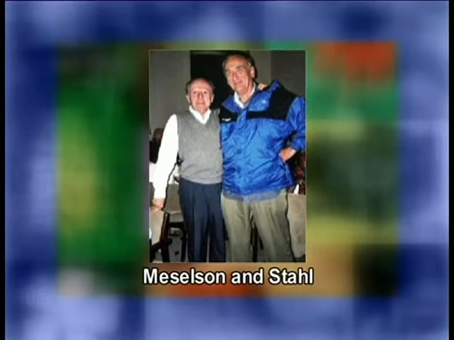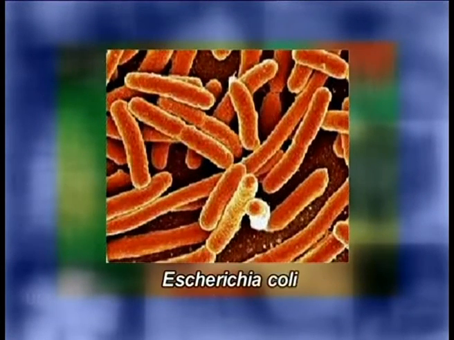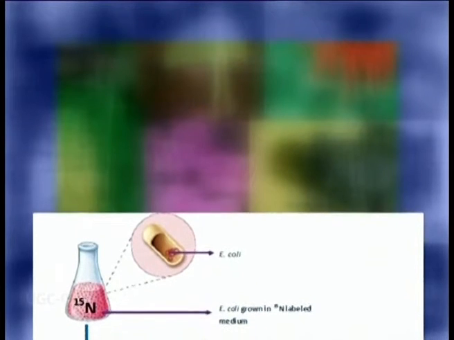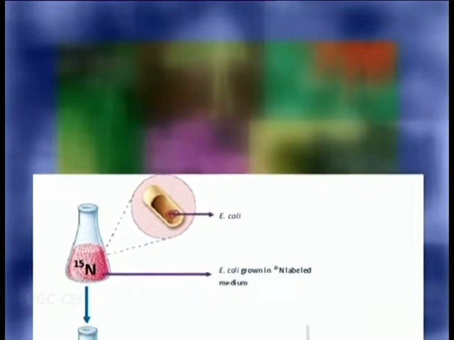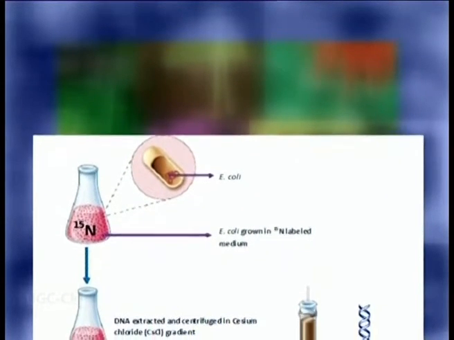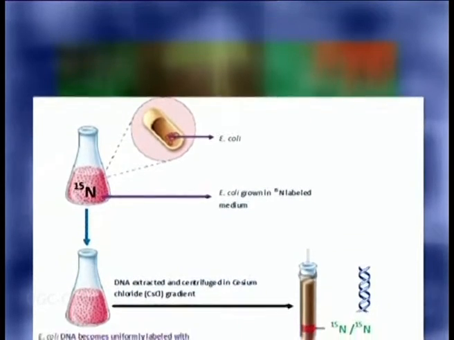Meselson and Stahl grew Escherichia coli, or E. coli, cells for many generations in a medium containing the heavy isotope of nitrogen, that is, N15, instead of the normal light isotope of nitrogen, that is, N14.